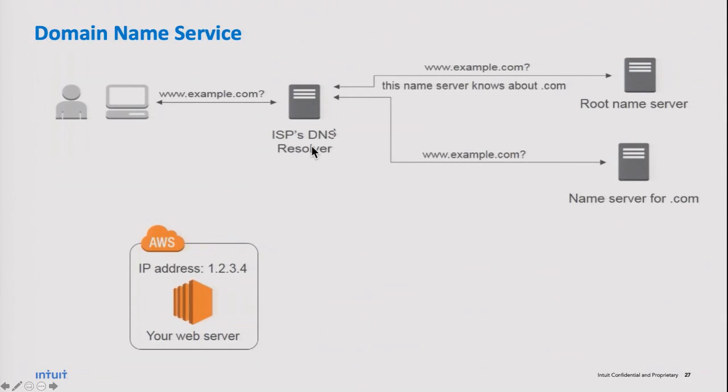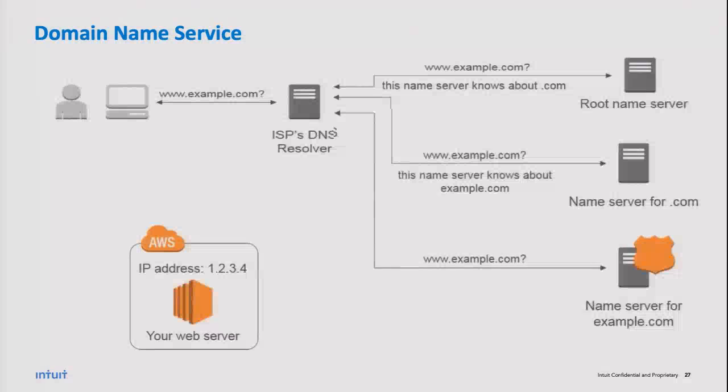Then the resolver will go to the .com name server and ask, I need example.com, who has that? This server will say, I do not have it, but I know who has it. It'll say, okay, this belongs to AWS, so you should go to Route 53. Route 53 is a DNS service run by AWS. So when you register your domain, you need to tell AWS, hey, example.com is my domain, and please map my IP address to that. So it will map it.